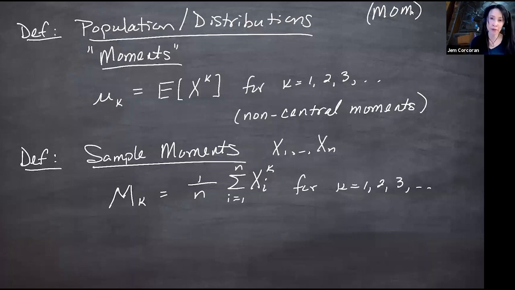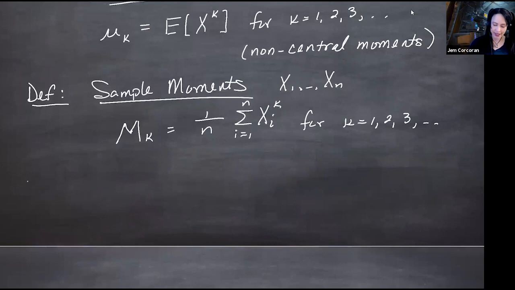And the idea behind method of moments estimators is to equate population or distribution moments with sample moments and then solve for the unknown parameter. It feels really good and intuitive, especially once you see this example.